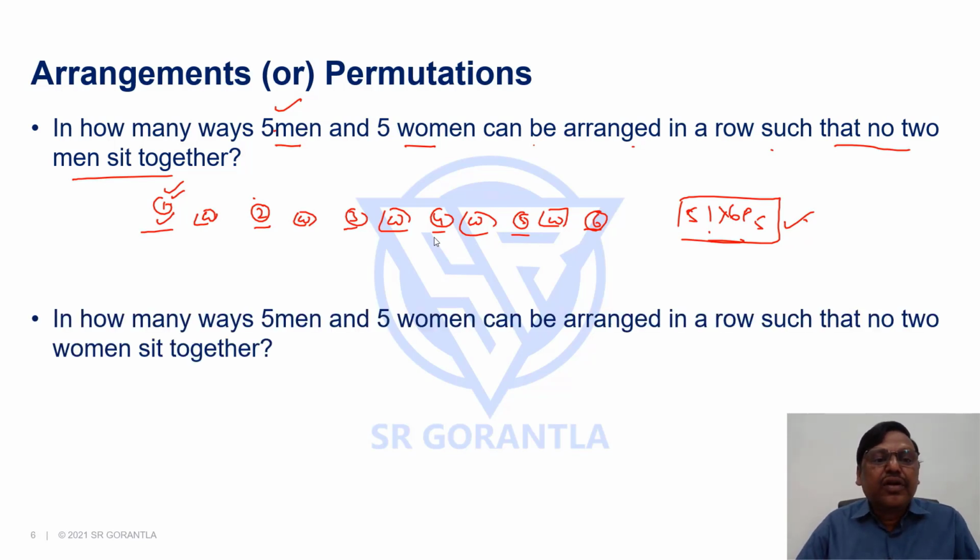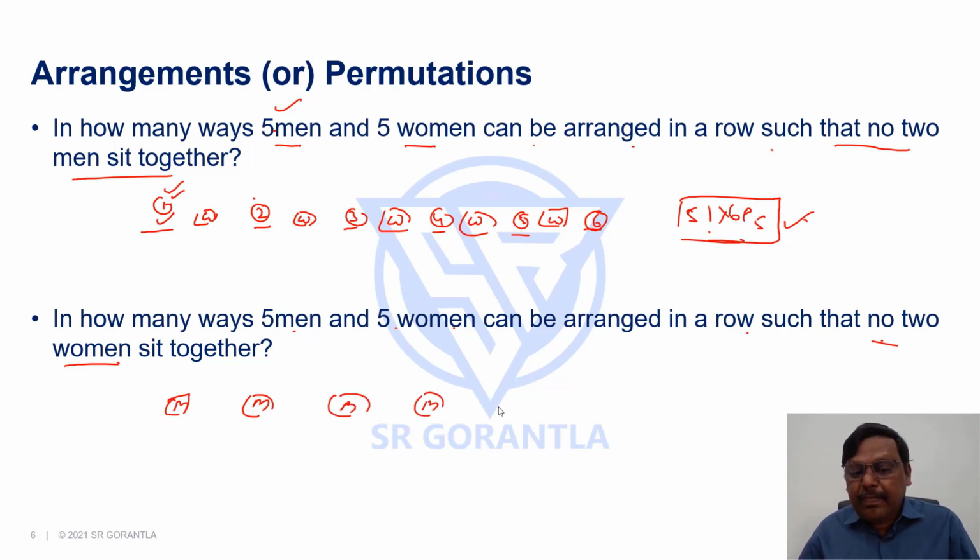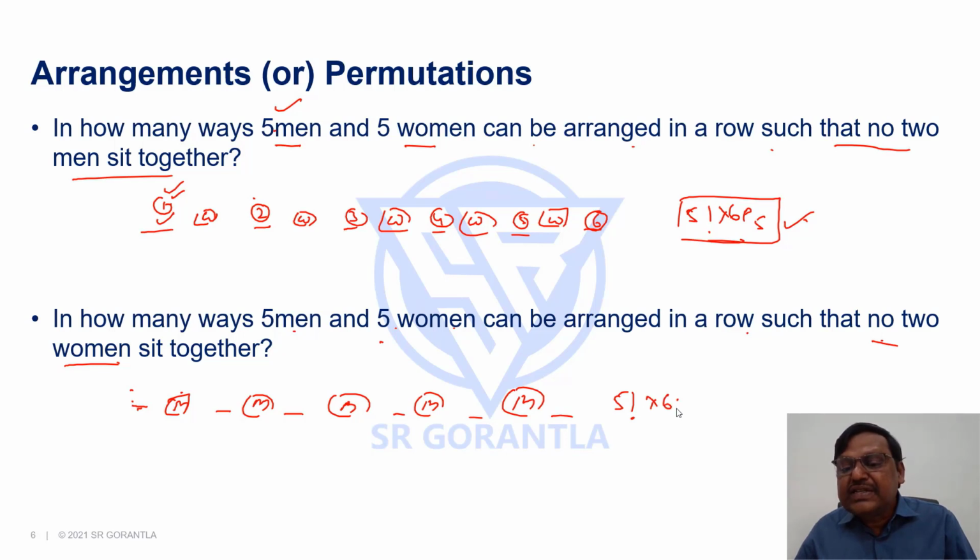The same way we can say for women. 5 men and 5 women are arranged in a row such that no 2 women sit together. So first let us say 5 men can be arranged in 5 factorial ways. Now 1 place, 2, 3, 4, 5, 6. If women sit in these 6 places, they are not sitting together. So they can be seated in 6 places, but only 5 women are there. My answer is 6P5. Same answer, right?